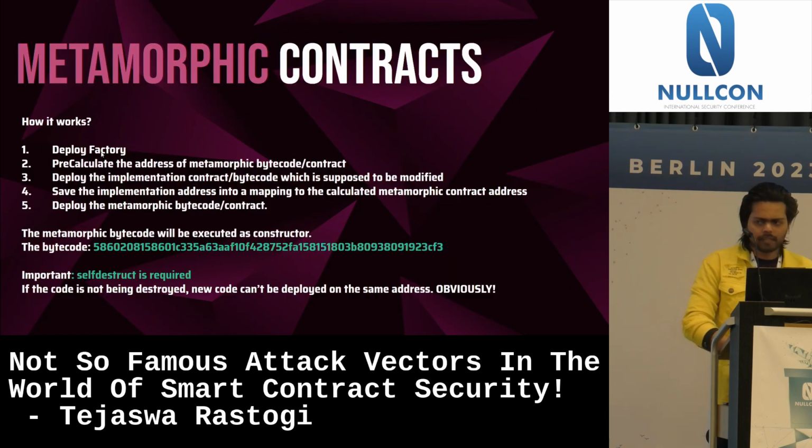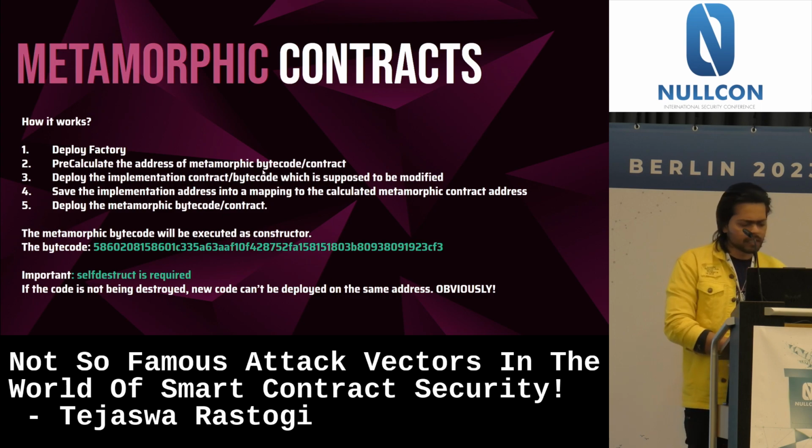First we deploy the factory, right? We have calculated the bytecode of the Metamorphic contract, and then deploy the implementation code which we want to modify, or the contract A, or the attacker's code, we can say. Save that into a mapping, because we have just seen that the opcodes are trying to fetch the function which will give it the address stored into the mapping, right? Deploy the contract of Metamorphic bytecode.